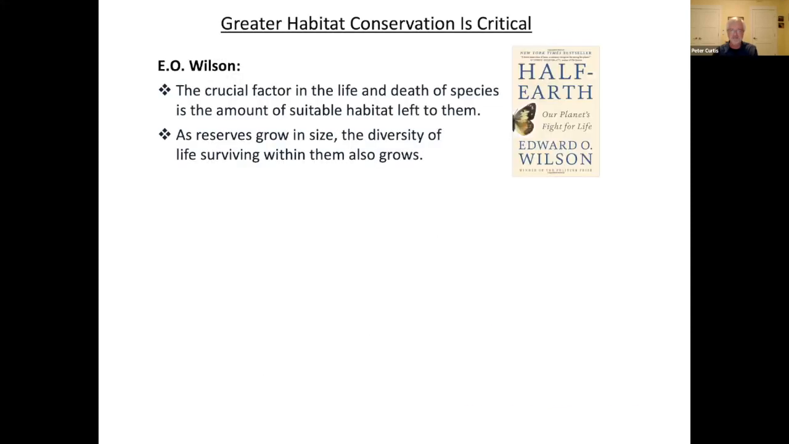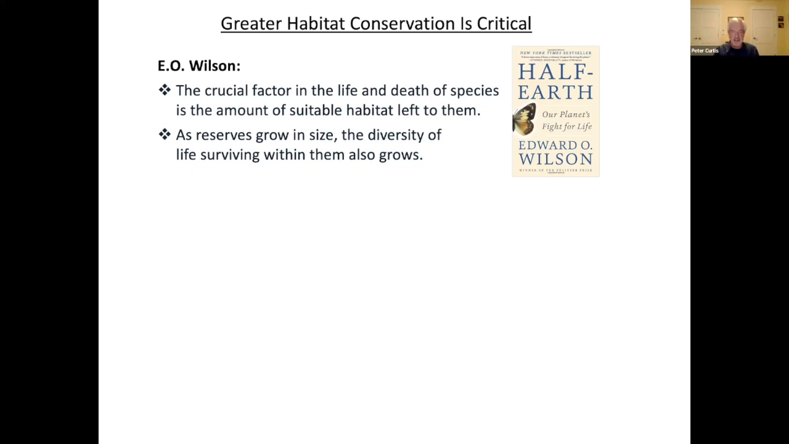And then finally, I think for me, this supersedes almost all of these: greater habitat conservation. And here, just an acknowledgement to the late great E.O. Wilson, who wrote so eloquently about this in his book Half Earth, about the need to set aside more land for native species, wildlands, than we're doing now. As he wrote, the crucial factor in the life and death of species is the amount of suitable habitat left to them, and as these set-aside reserves grow in size, the diversity of life surviving within them also grows. Of course, the converse is true as well. As the available habitat shrinks, the diversity of life shrinks as well.